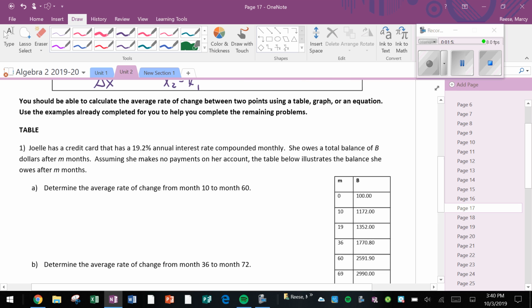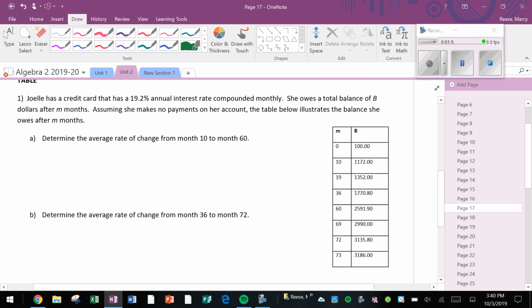All right, so here's the first example. We're going to talk about it in terms of a table. Joelle has a credit card that has a 19.2% annual interest rate compounded monthly. She owes a total balance B of dollars after M months. Assuming she makes no payments on her account, the table below illustrates the balance she owes after M months. So M is my X and B for balance is my Y. Now it says determine the average rate of change from month 10 to month 60.